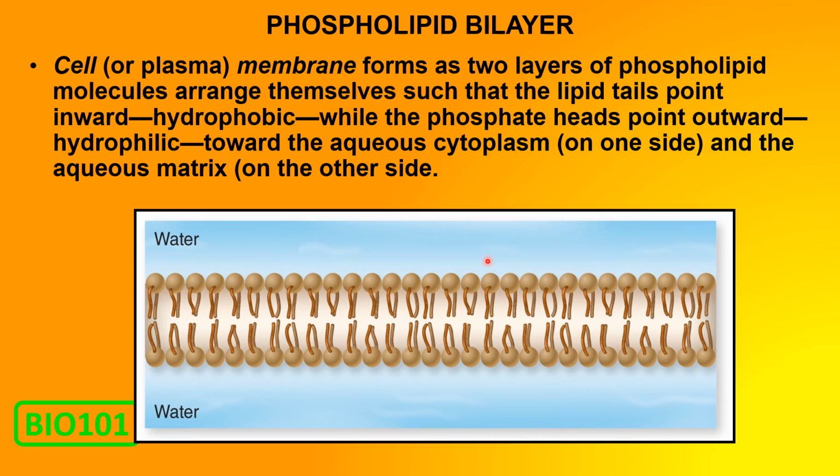And so here's the phospholipid bilayer. The cell membrane, also known as the plasma membrane, forms as two layers of phospholipid molecules arrange themselves such that the lipid tails point inward because they're hydrophobic. They don't want to be in contact with water. And the phosphate heads point outward because they're hydrophilic. They love water and they don't mind being in contact with water, towards the aqueous matrix or milieu on the outside and the aqueous cytoplasm on the inside. As a result, you get this bilayer formed. In fact, we call this the phospholipid bilayer, the phospholipid bilayer model of the cell or plasma membrane.